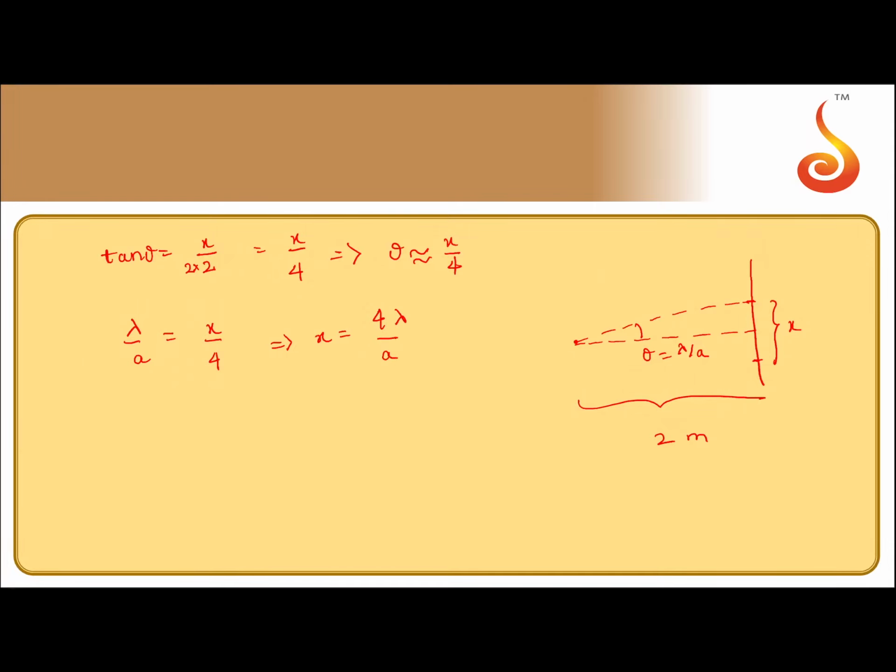So we substitute all the values in this and we get x is equal to 4 into the wavelength of light, which is 600 nanometers, so we have 10 power minus 9 divided by 10 power minus 3. So we finally get x as 2.4 millimeters. This is the answer.